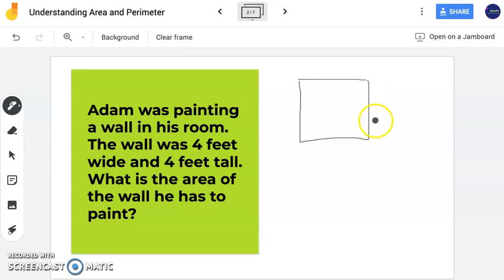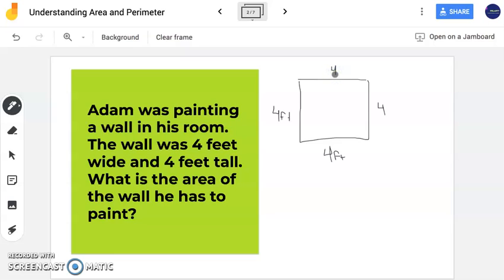So it says that the wall was 4 feet wide by 4 feet tall, which has the same width and the same length, which is telling me that this is going to be a square. And something that we know about a square is that it's created by 4 equal sides. So that's telling me that all 4 sides are going to be 4.